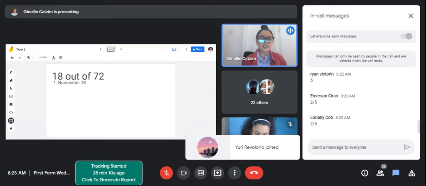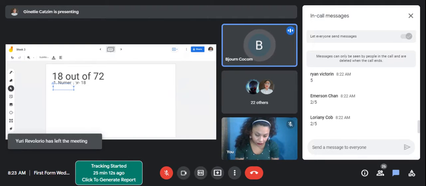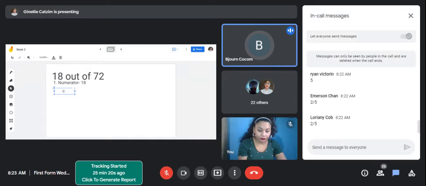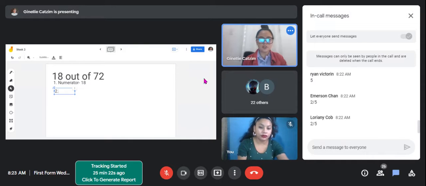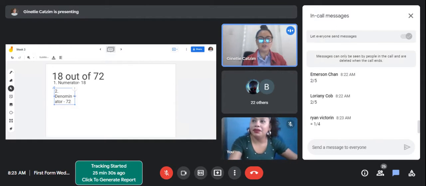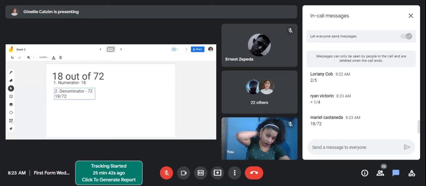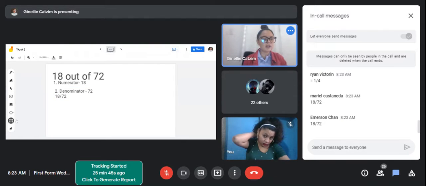What is the second step? Find the denominator, miss. Just 72. Okay. Very good. Which is 72. What is our third step, or what should be here? Simplify. Write your fraction. Could you repeat, Ernest? Put your fraction.